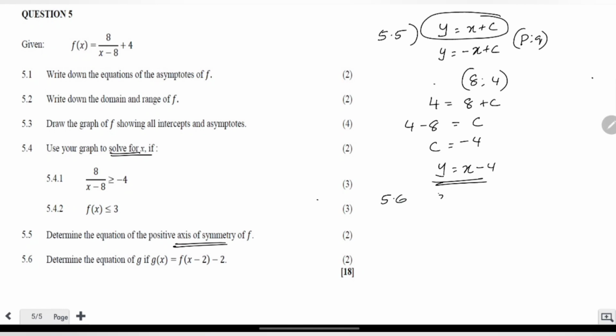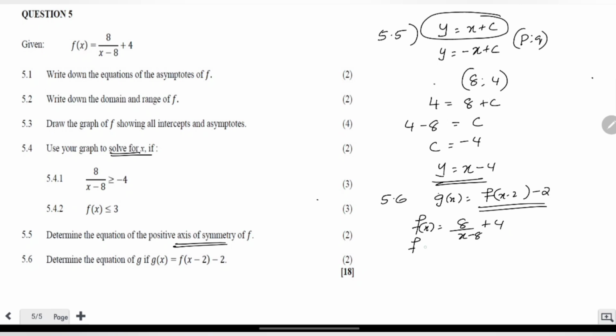You have to find an equation of g of x. What is g of x? f of x minus 2, minus 2. Okay, look at the right hand side, you have to get an expression for that. f of x minus 2 definitely came from f of x. So let me write f of x first. f of x is what? 8 divided by x minus 8, plus 4, the given function. This is our f of x.